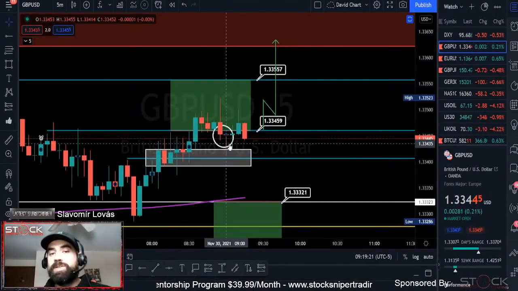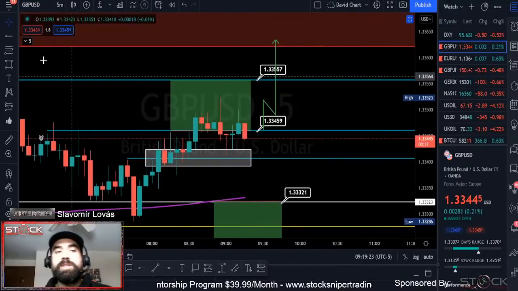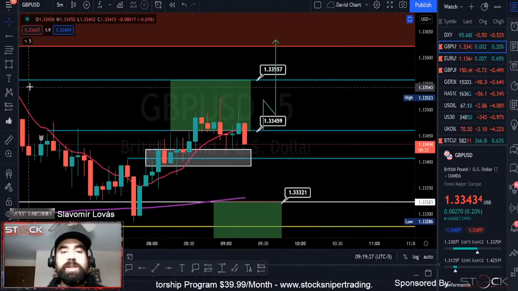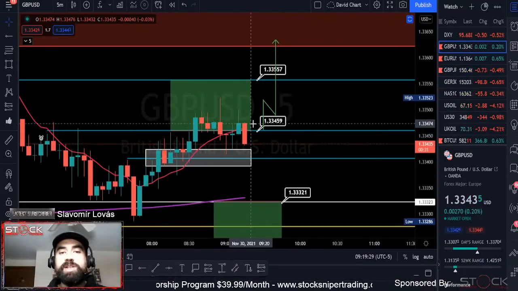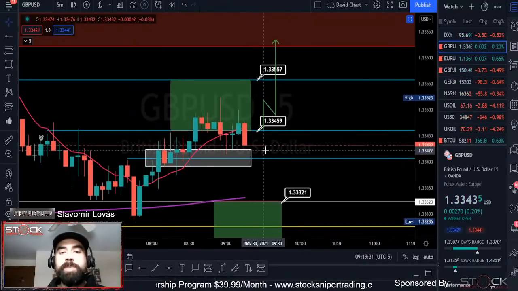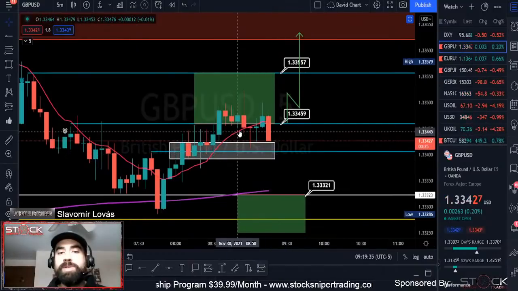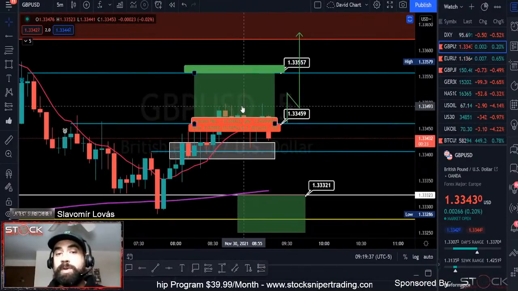The reason why I had that circled right there is because the 9 exponential moving average was getting broken, and you can see now it's starting to get resisted here and starting to push back down into this consolidation area right here. Okay, so guys, it ran about 6 pips. We missed this. Actually, we were charting something else.